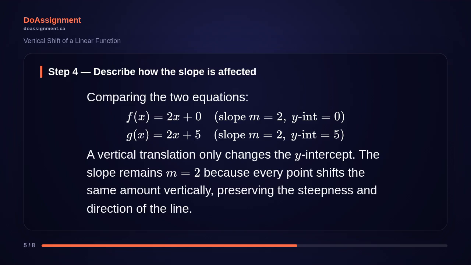Looking at both equations side by side, f of x has slope 2 and y-intercept 0, while g of x has slope 2 and y-intercept 5. A vertical shift does not change the steepness of the line at all. The slope stays exactly 2. Only the y-intercept changes.